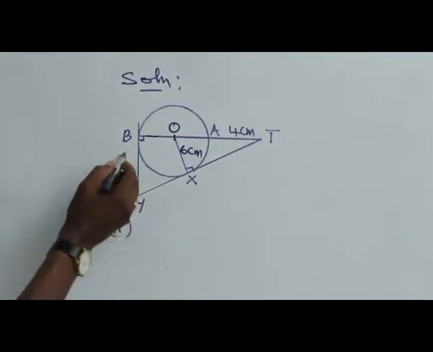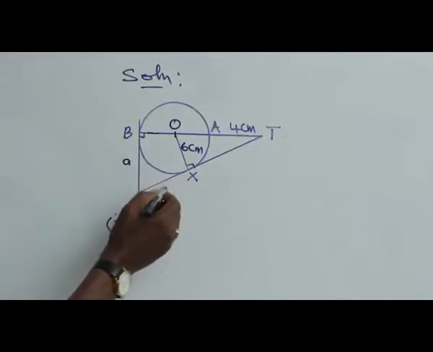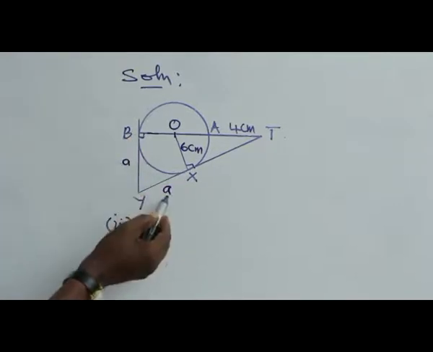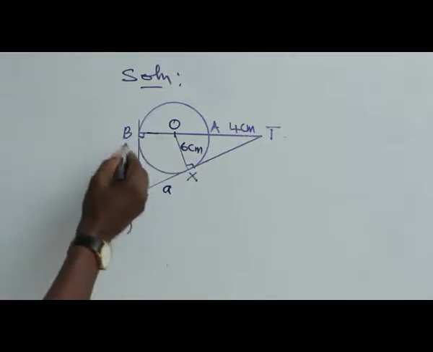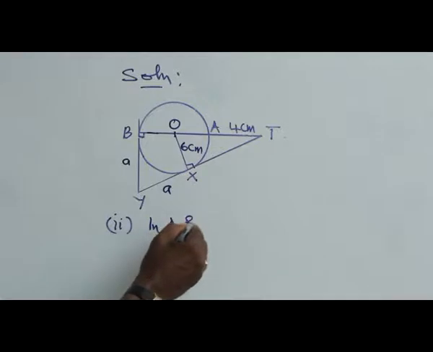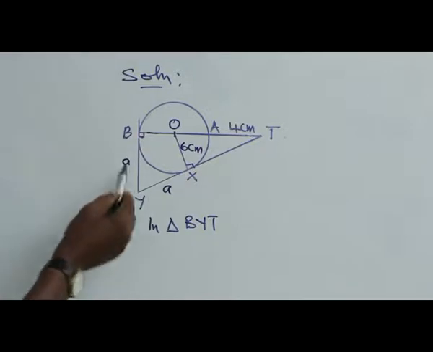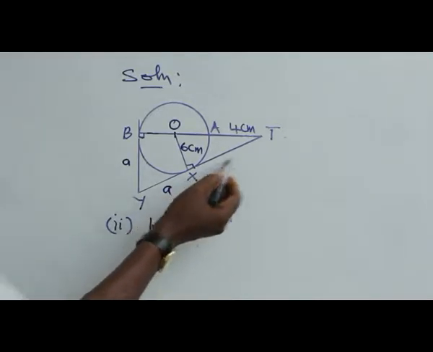Observe that in the diagram from B to Y, let's call it A, and from Y to S is also A, because the tangents from an external point to a circle are equal. That is why BY and SY are equal. Now, if you take a look at the entire triangle, triangle BYT, this BYT is a right angle triangle. You can see that there. We can also use the same Pythagoras rule to find the value. Recall that your ST is already 8.